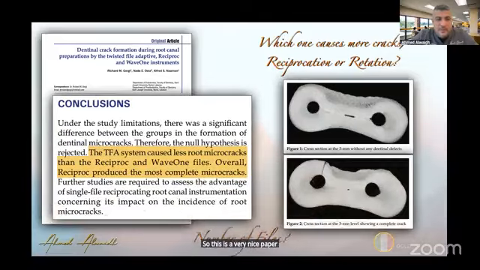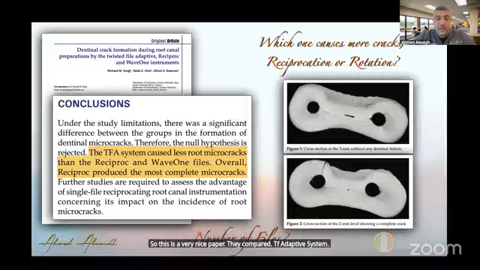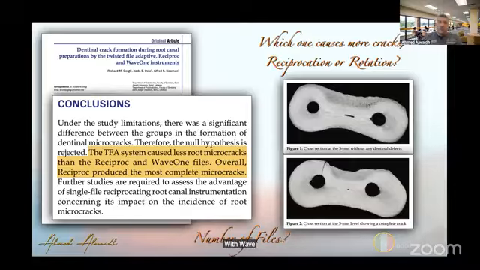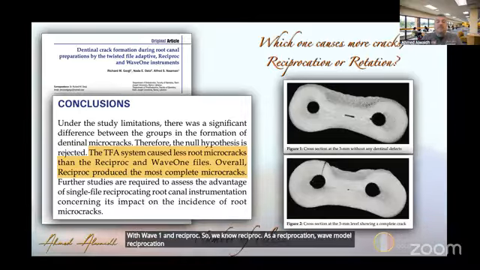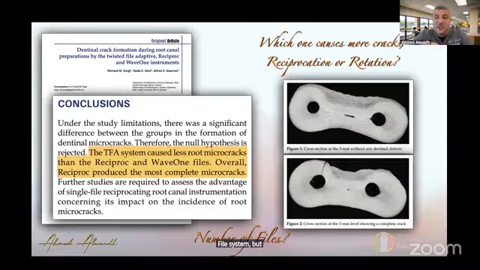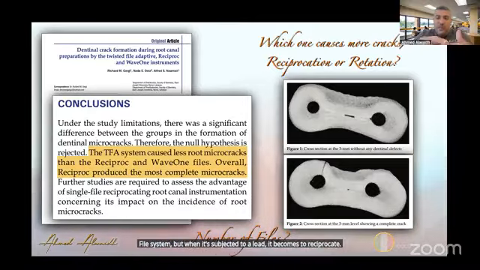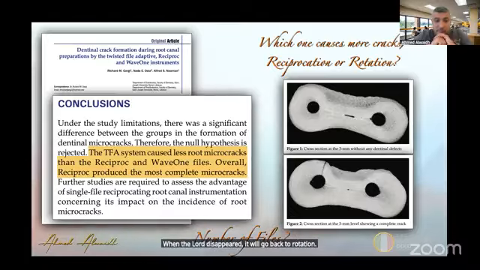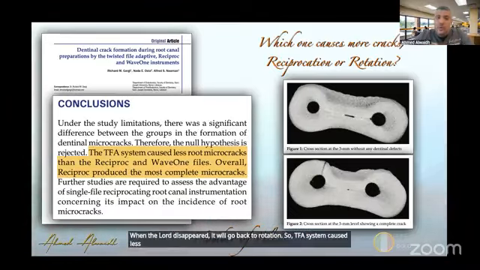So this is a very nice paper. They compared TF adaptive system with Wave 1 and Reciproc. So we know Reciproc is a reciprocation, Wave 1 reciprocation. TF adaptive, it's a rotary file system, but when it's subjected to a load, it becomes reciprocating. When the load disappears, it will go back to rotation. So TFA system causes less root microcracks. So although it causes cracks, it is much less compared to Wave 1 and Reciproc.